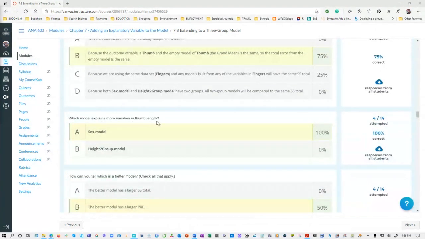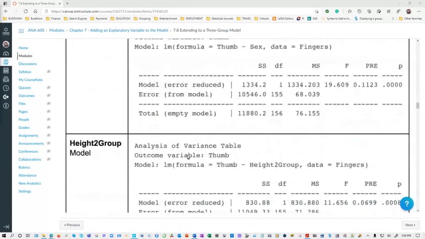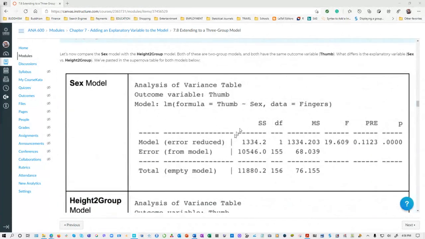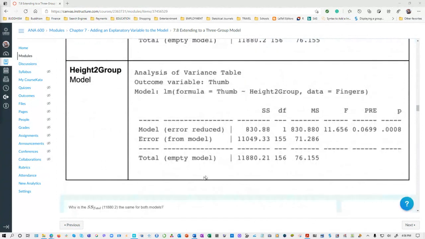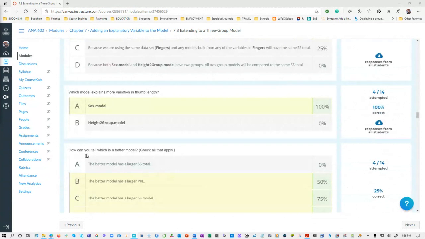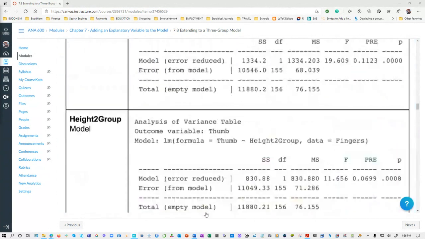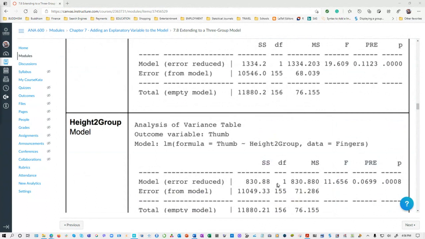Which model explains more variation in thumb length? For sure, the sex model. As I said, more variation has been explained here, or the PRE is higher. Around 1300 here, 830 only here. How can you tell which is the better model? The better model has a larger PRE and a larger sum of squared model. They both should be large, and these two should be higher in the better model.